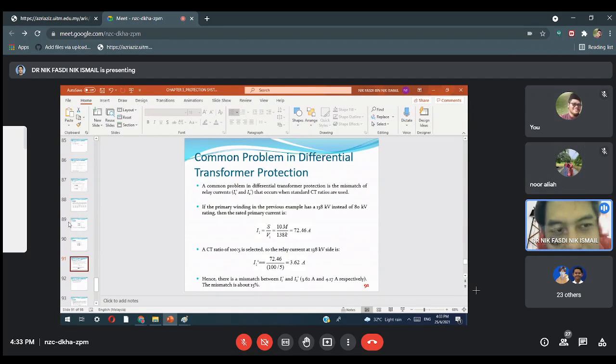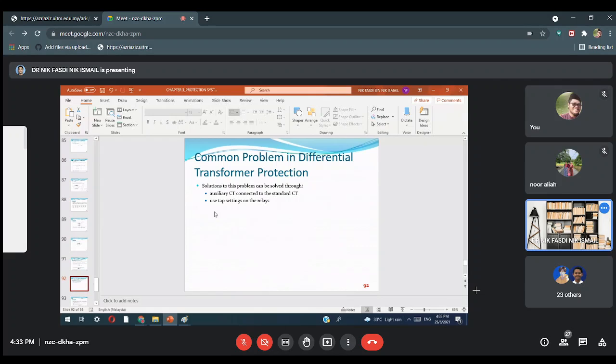It will trip, very good. It will trip, right. That is the issue, that is the common problem. It will trip because it only senses the mismatch, the difference between the currents. So what do we need to do? Hence the mismatch. Here is the answer too. Okay. So about 50%. Right?